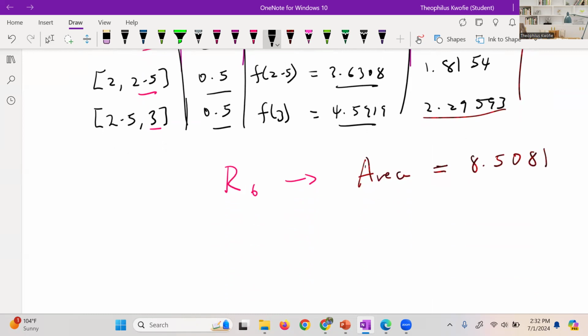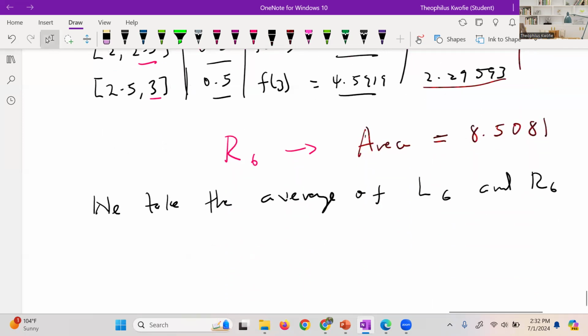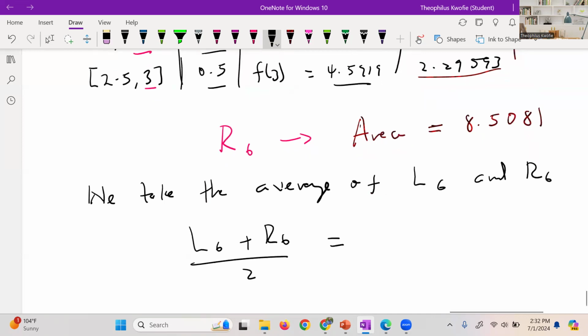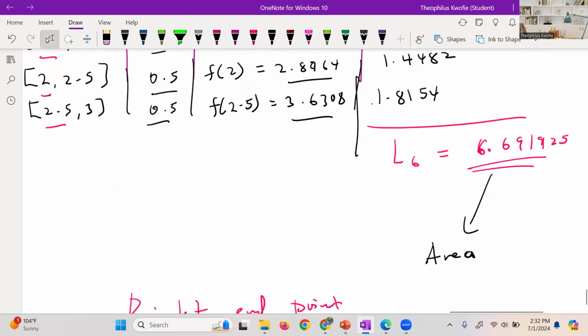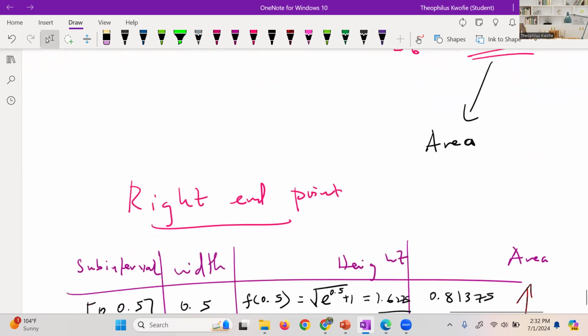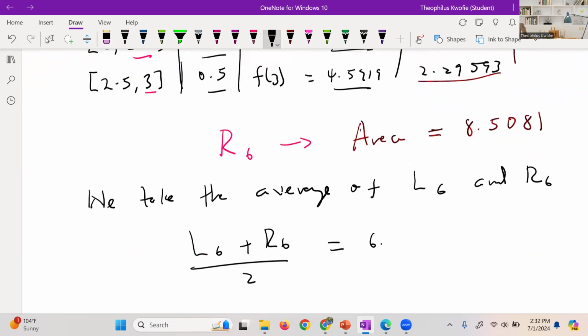Then what we are going to do is find the average. We're going to take the average of the left endpoint and that of the right endpoint. So the average of that gives us the area under the curve. Remember the first one with the left endpoint, we had 6.6919. Then we add it onto the right endpoint, we had 8.5081, all divided by 2.